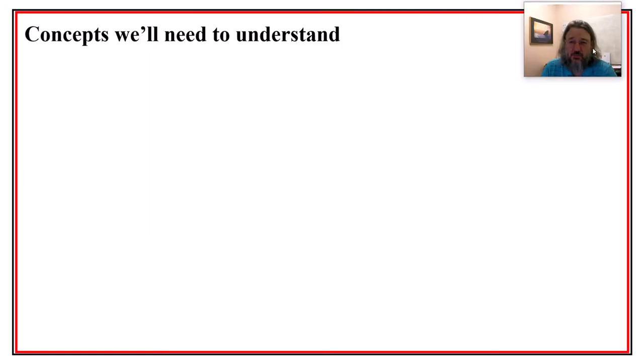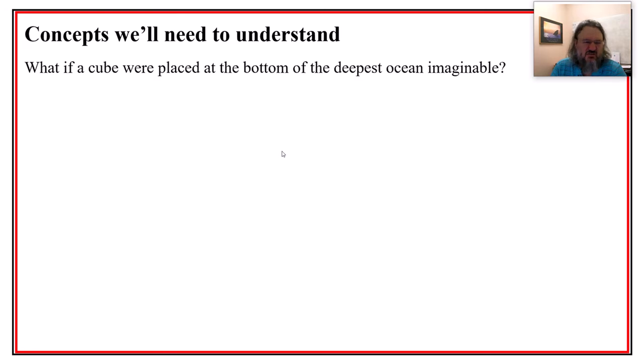All right, so here are some concepts that we'll need to understand, or things that you may want to think about. Imagine that a cube were placed at the bottom, the deepest part of the ocean. This little cube of ductile material, steel, aluminum, something like that. If you could picture that.